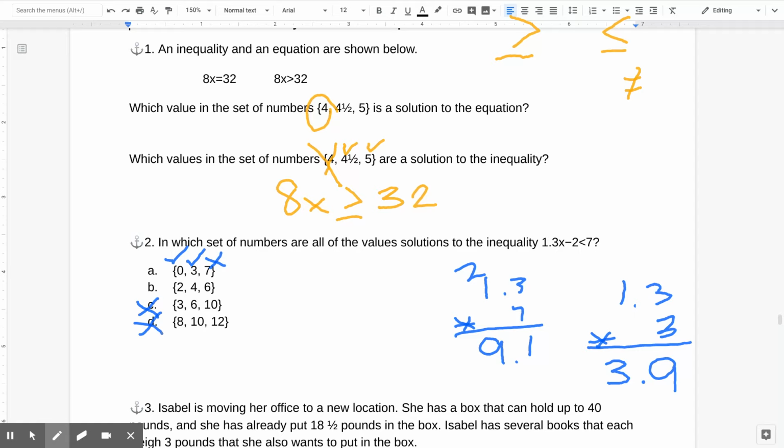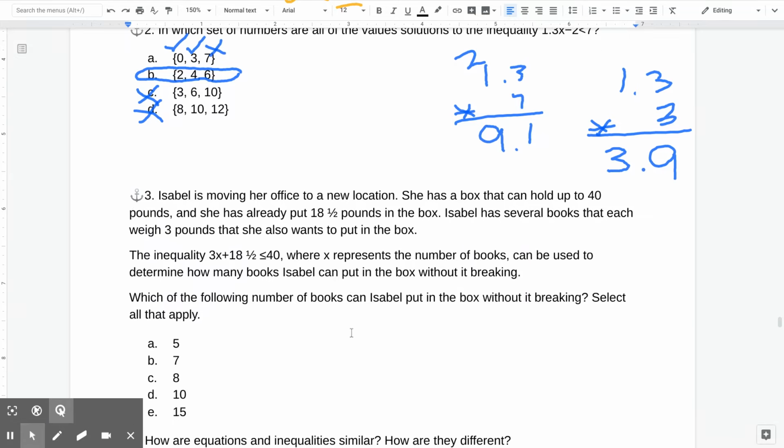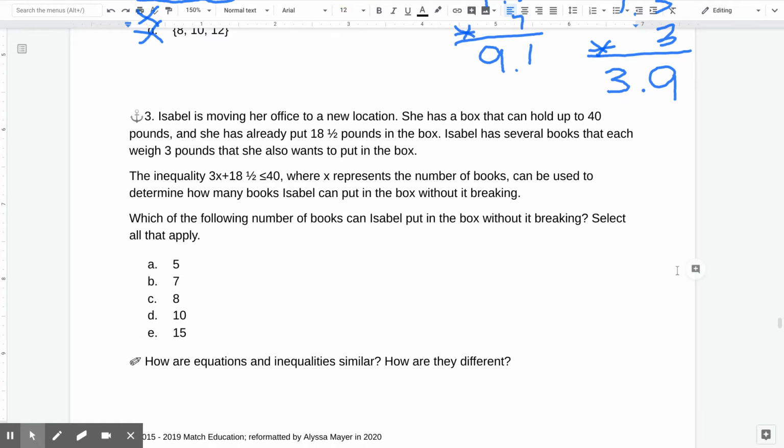But for B, 2 will work because it's less than 7. 4 will work. 6 will work. So B is a possibility for numbers that will work in this inequality. And as a matter of fact, anything smaller than those ones will also work, like we saw with the 0 there. All right, 3. So we have Isabel and her box.